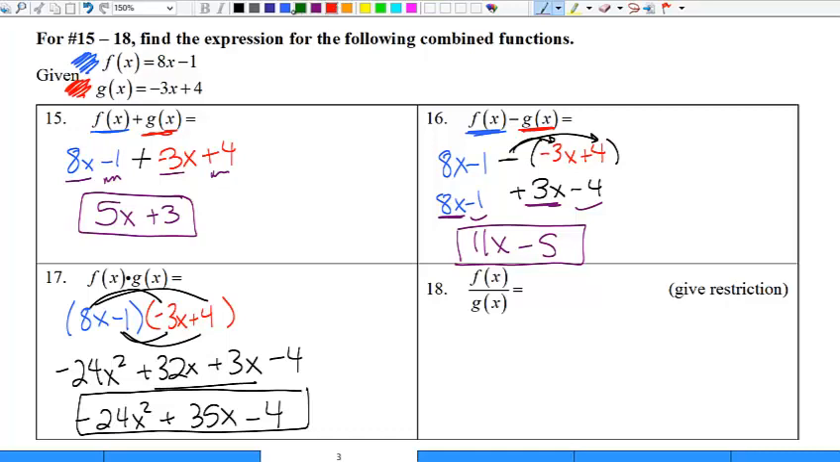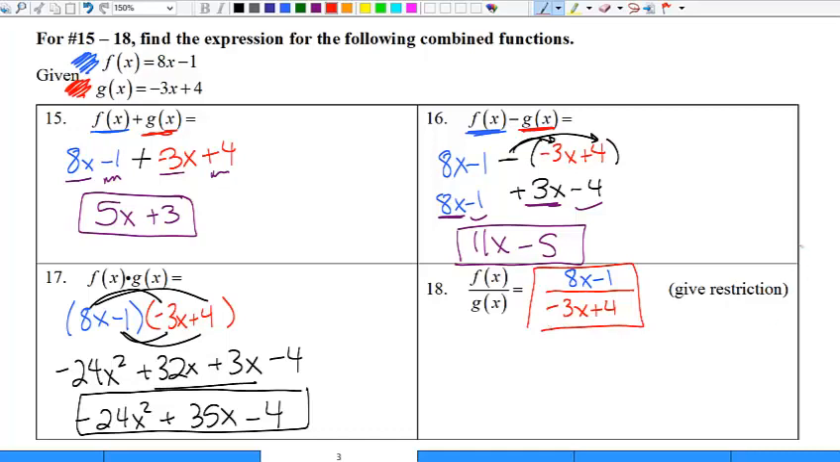The last one is f divided by g of x, which I think is almost the easiest one here, for the first half of it anyway. The f of x goes on top, 8x minus 1. The g of x goes on bottom, negative 3x plus 4. There's nothing you can do to reduce that, so there is half your answer.